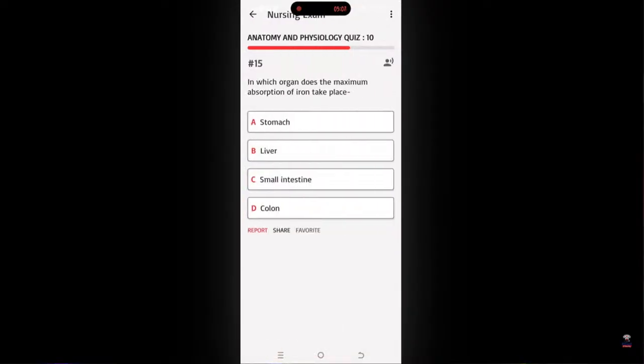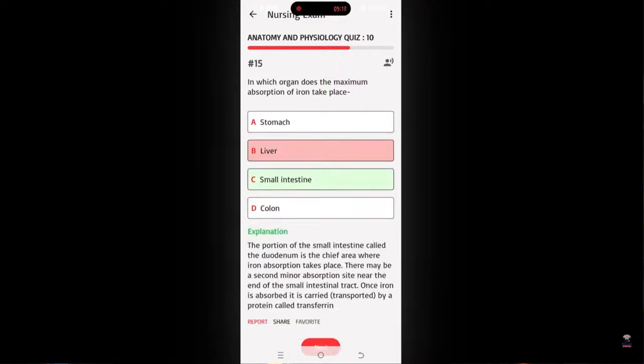In which organ does the maximum absorption of iron take place? A. Stomach. B. Liver. C. Small intestine. D. Colon. No, correct answer is C. The portion of the small intestine called the duodenum is the chief area where iron absorption takes place. There may be a second minor absorption site near the end of the small intestinal tract. Once iron is absorbed, it is transported by a protein called transferrin.